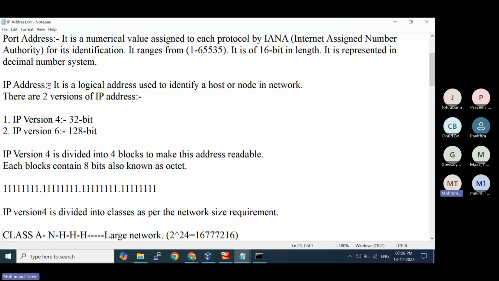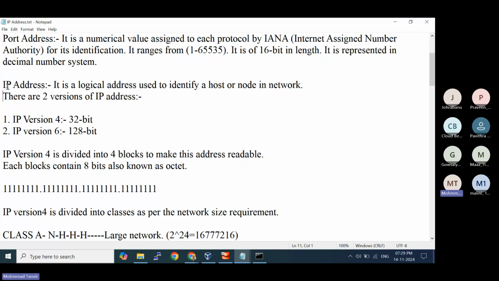Now the next is IP address. So in this MAC address, we cannot do anything. We can just check protocol port number. This port address also we cannot do anything. It is predefined. So we can just check which port number is assigned to whom. Okay.